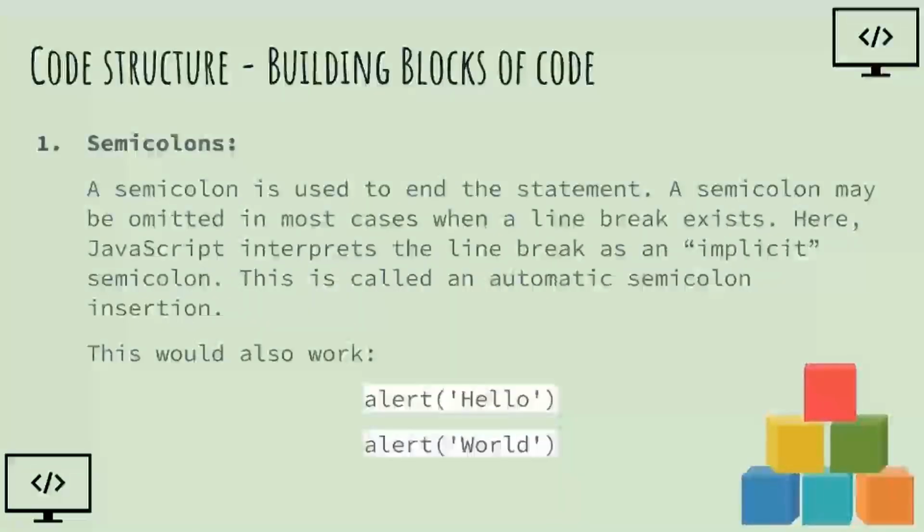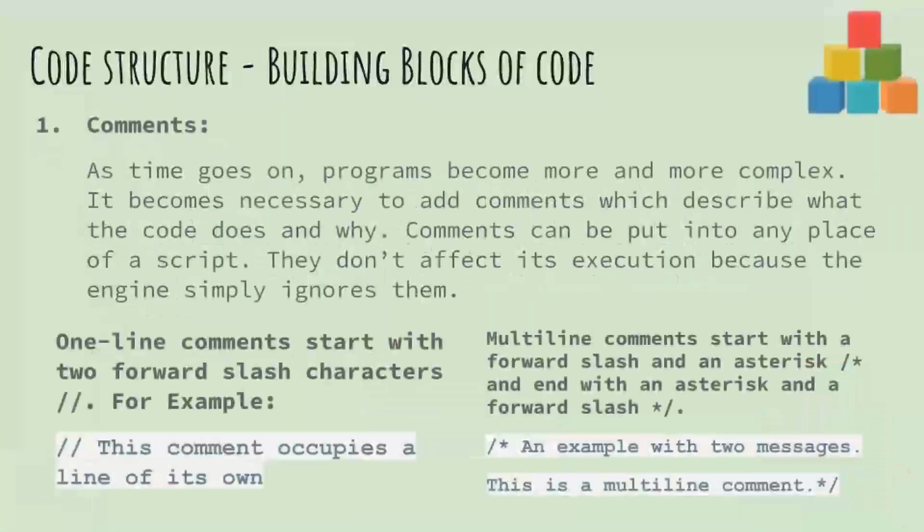Now we will talk about the second building block of JavaScript code, that is semicolon. Semicolon is used to end the statement. Semicolon can be omitted in case of line break. The JavaScript interpreter uses the line break as an implicit semicolon, that is called automatic semicolon insertion, as you can see in the example.